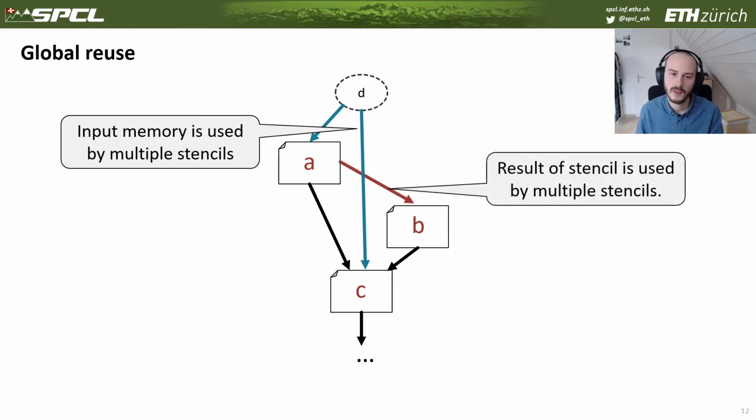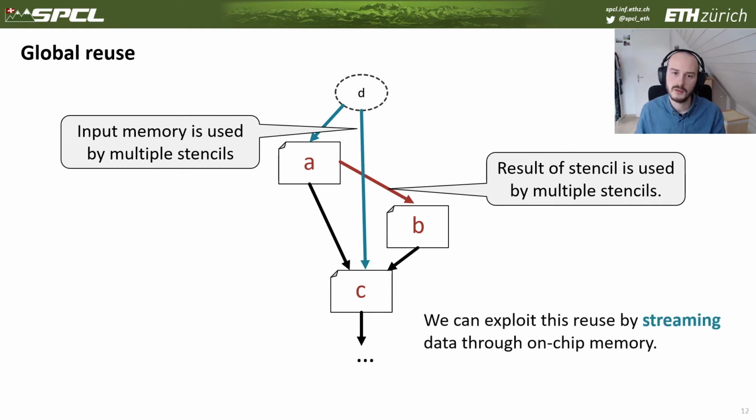And the other scenario where reuse is possible is if we produce data from a stencil which is then needed by multiple other stencils. So dependencies between stencils that are not just from one stencil to another, but from one stencil to multiple stencils. And we can now exploit this by piping the data between these different stencil operators directly across the chip rather than doing round trips to expensive off-chip memory.